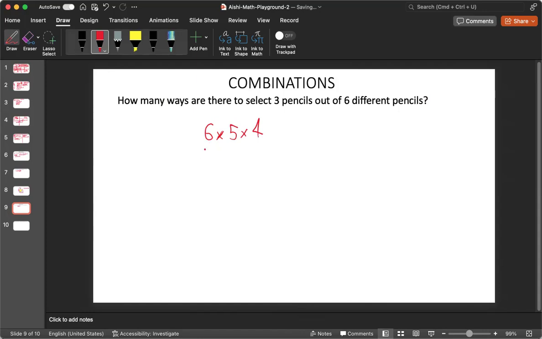And since we're selecting 3 pencils, these 3 pencils can order themselves in a total of 3 factorial ways. So we're going to divide 6 times 5 times 4 by 3 factorial, because that's how many ways the 3 pencils can order themselves. So we end up with 6 times 5 times 4 divided by 6. So we can cross these 6's out and we're left with 20. Not too hard when we don't use the confusing, let's memorize this all-around formula.